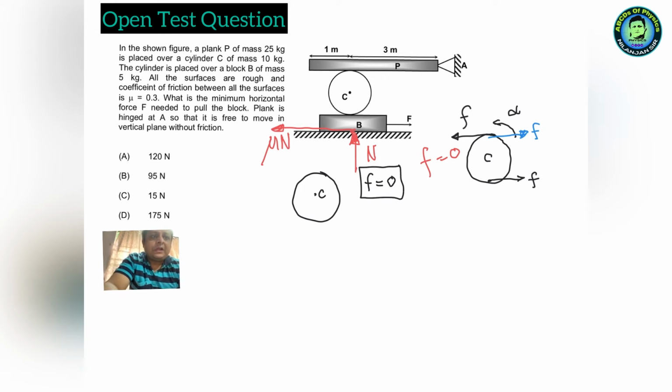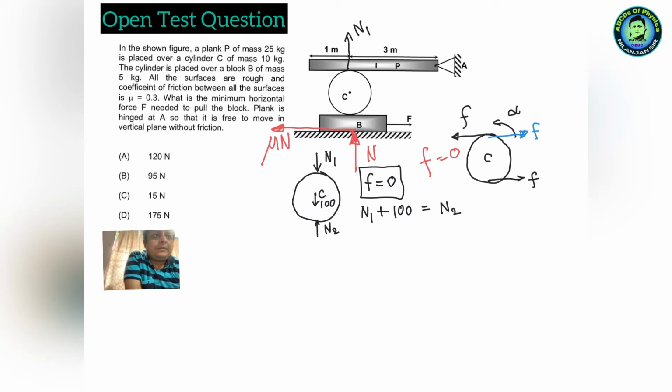Now let's look at the normal reactions. From the top, the normal reaction is N1, and here is the weight of the cylinder, which is 100 Newton, and here N2. So actually N1 plus 100 is equal to N2. That's okay. To find out this N1, the same normal reaction will be acting upward on the plank P. So now we can balance torque.